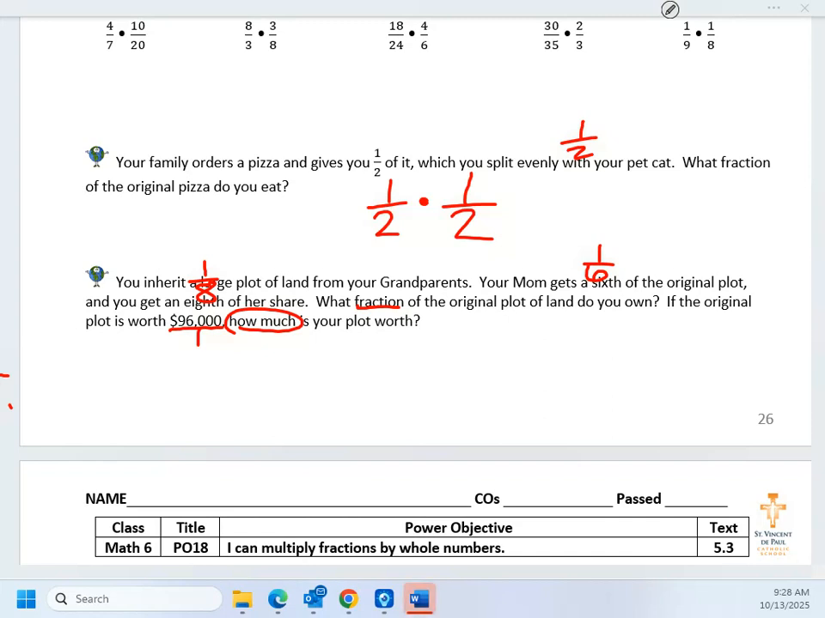Any questions on today's assignment? So the straight up math that we're doing, where we're multiplying our fractions straight across, that's a little bit easier. When we come to the word problems, always have to try to figure out what fractions you're using, and then what do we have to do to answer the final question. So this one isn't just what fraction of land do you get. Now we have to take it a step further and give me the money amount.